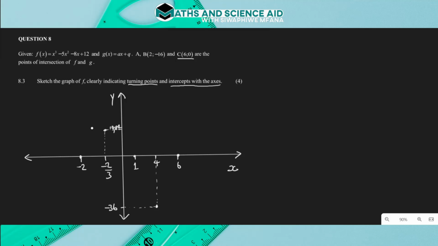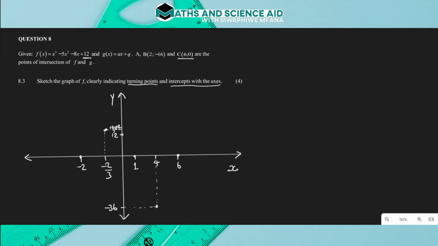And now additionally, although we were not asked in the previous questions, we also need to show the y-intercept. So we can easily say that the y-intercept will be equal to 12. No calculation required. So this graph is going to pass at a point, maybe we can say it's here, whereby the y value is equal to 12. So with all of these points, we should be able to sketch the graph of f.